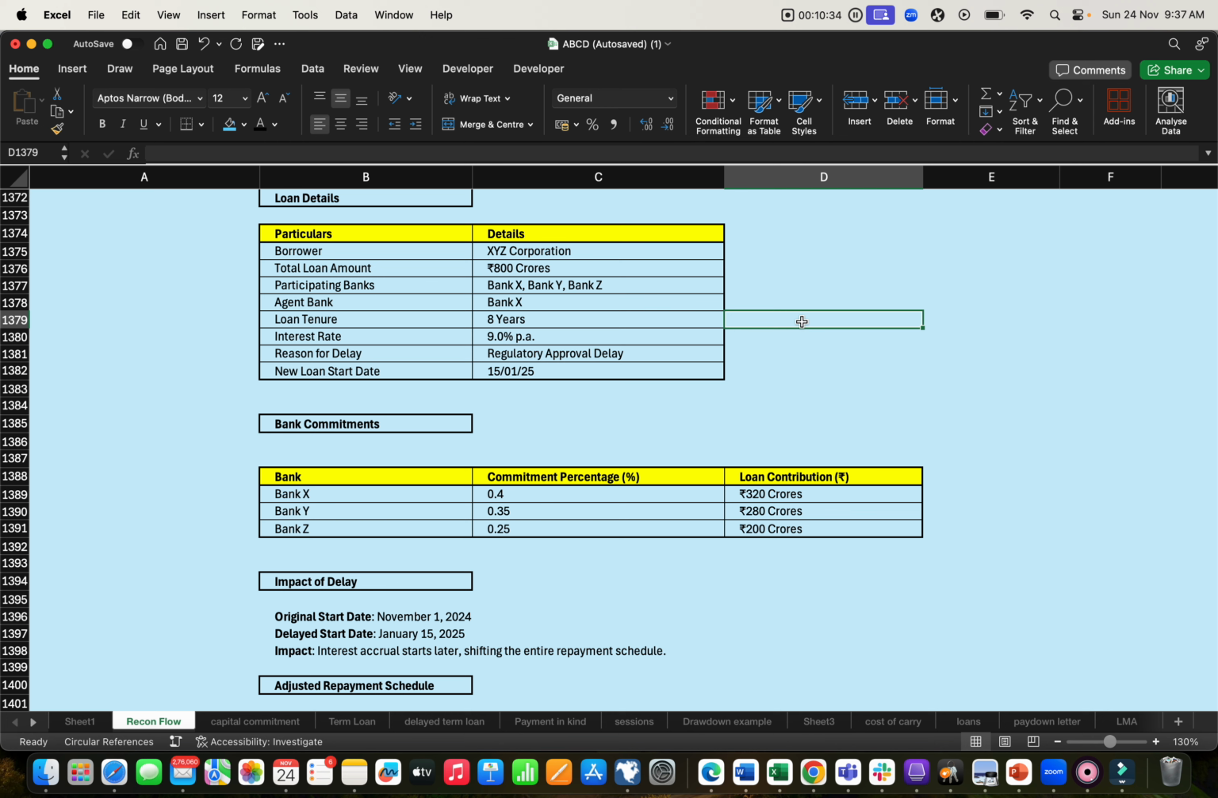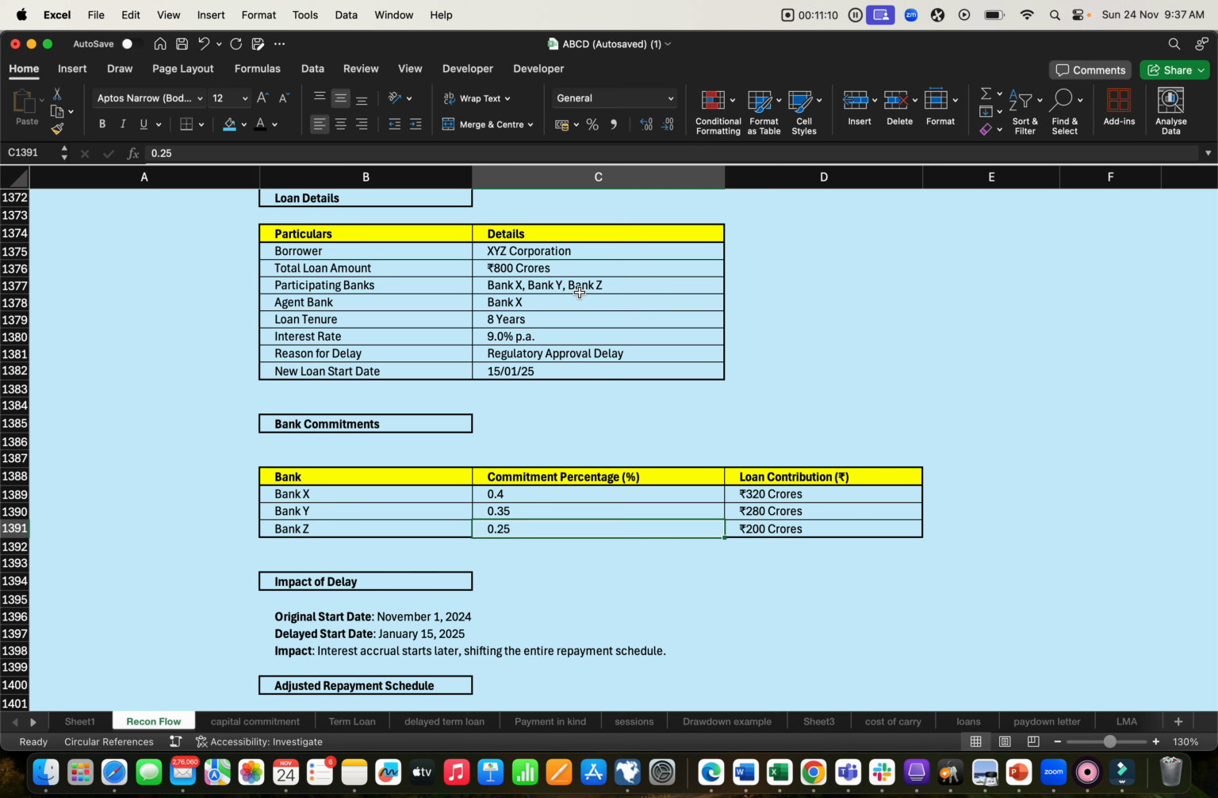Like if he is a construction company, then the PWD; or if he needs electricity, and that electricity is not approved; or if he is building some financial institution, then RBI or SEBI regulation is not met. So it may be anything, legal or political, and he is not getting the regulatory approval. So the bank commitment: X gives 40%, Y gives 35%, and Z gives 25%.